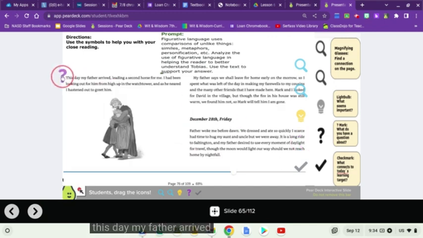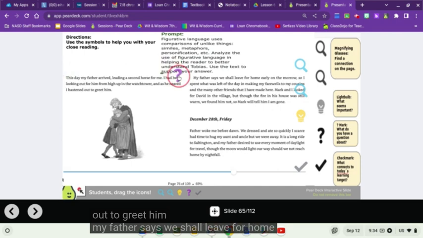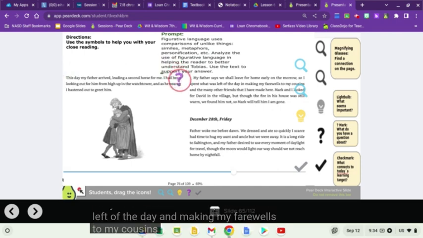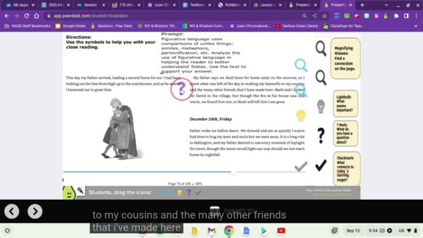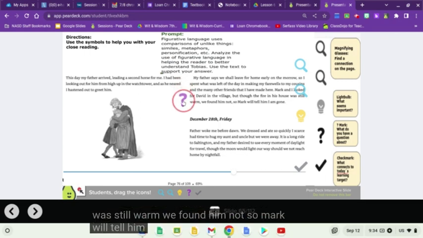This day my father arrived, leading a second horse for me. I'd been looking out for him from high up in the watchtower, and as he neared, I hastened out to greet him. Slide 65. For home early on the morrow, so I spent what was left of the day in making my farewells to my cousins and the many other friends that I've made here. Mark and I looked for David in the village, but though the fire in his house was still warm, we found him not, so Mark will tell him I'm gone.